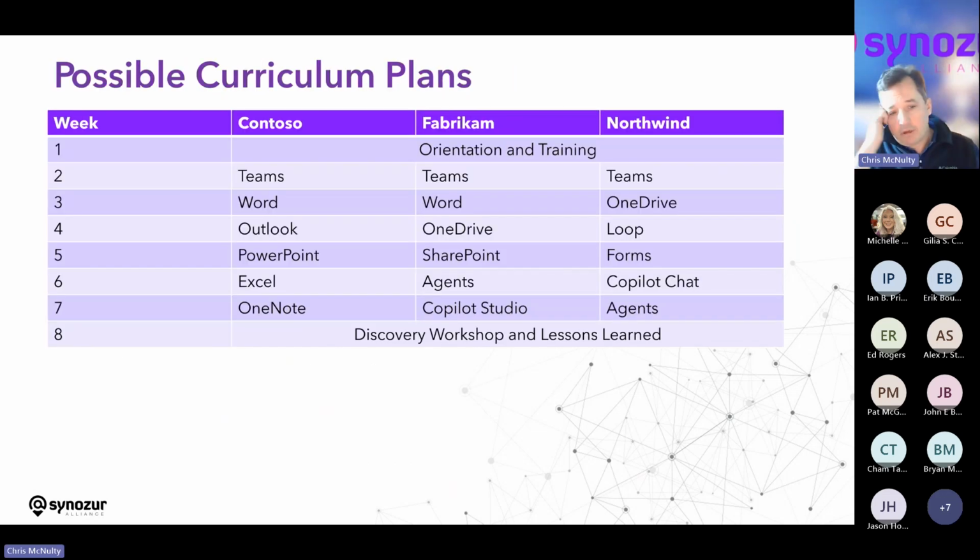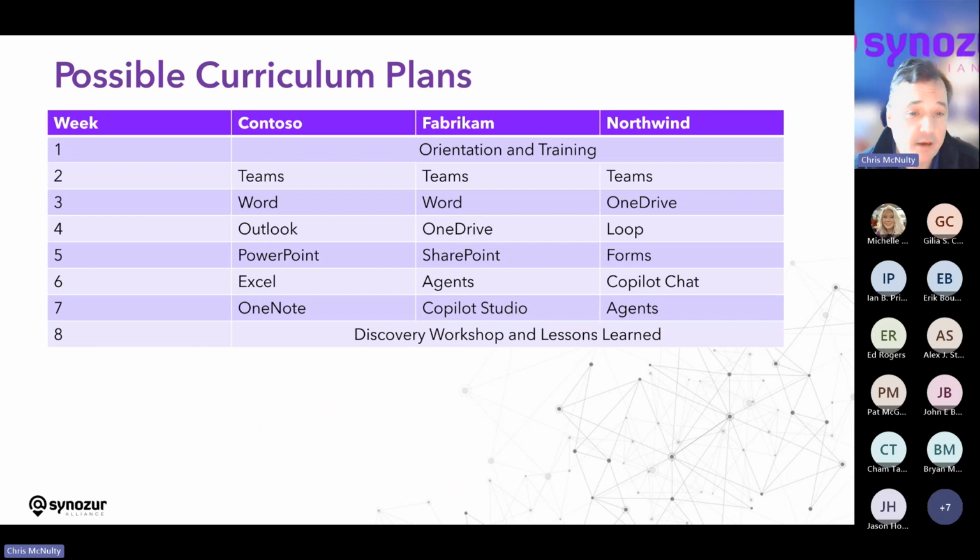So in this example, we're looking at 8 weeks just to make the point that what organizations do in a pilot may look different inside each organization. So this is an 8-week program, and this presumes that for Contoso, they're going to look at Teams, Word, Outlook, PowerPoint, Excel, and OneNote, fairly conventional. Week 1 is still orientation and training. Week 8 is still graduation.